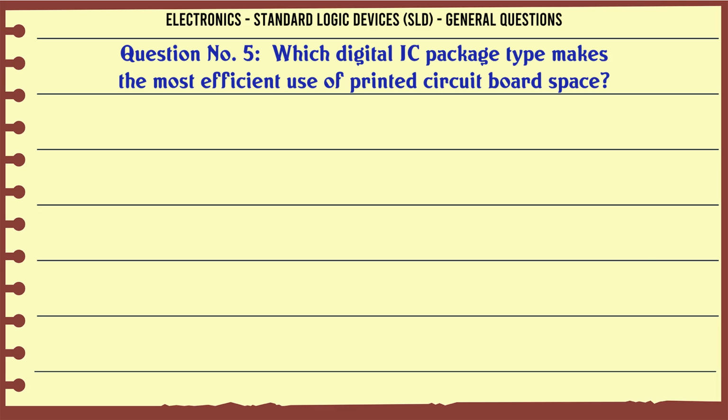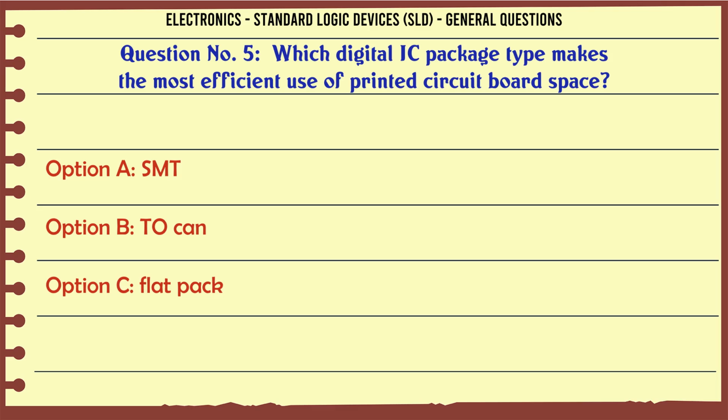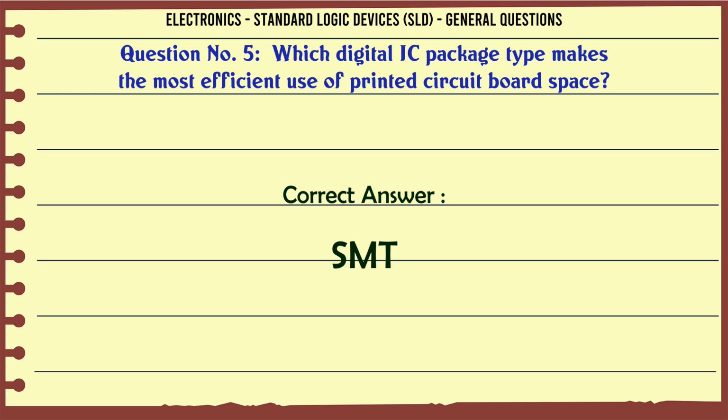Which digital IC package type makes the most efficient use of printed circuit board space? A. SMT. B. Toucan. C. Flat pack. D. DIP. The correct answer is SMT.